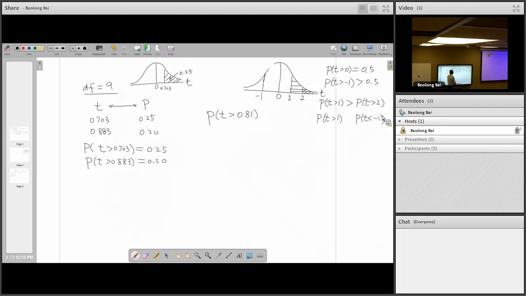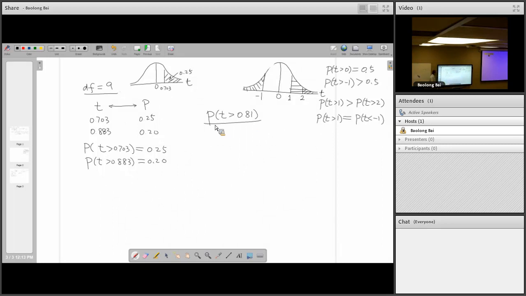So here, greater than 1 is from 1 to the right, and smaller than -1 is from -1 to the left, right? We know the t distribution is symmetric, which means the two probabilities will be the same because the two areas are mirror images of each other. Okay?